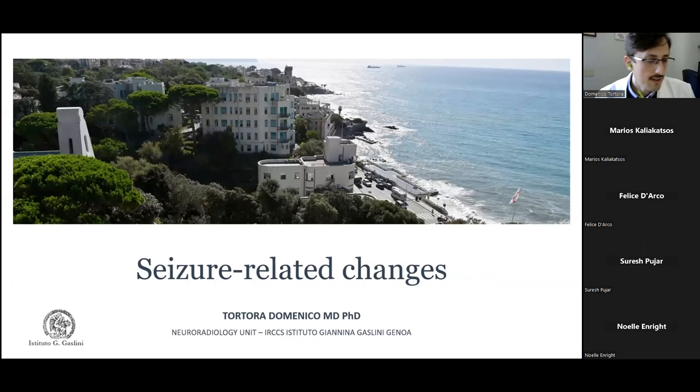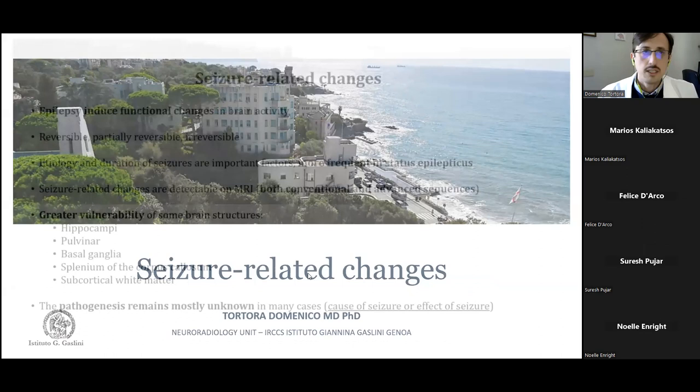This is, I think, a hard topic, because we will see during this presentation that many pathophysiological aspects of these changes of brain structure related to seizure events are not well understood. I would like to start with some general concepts.